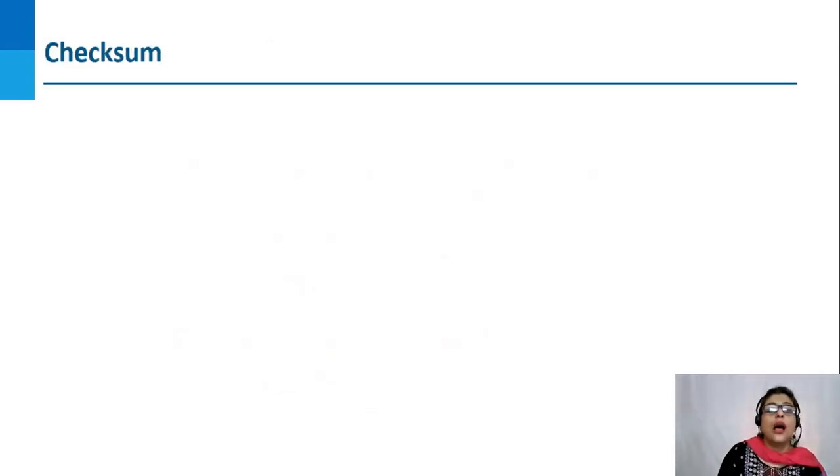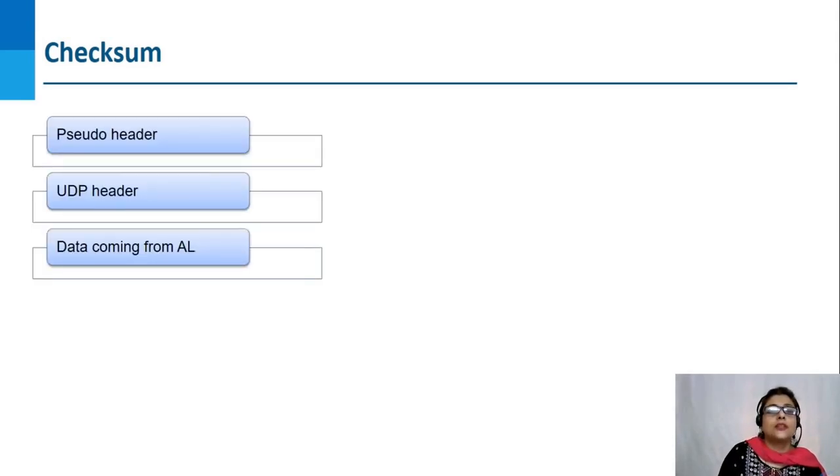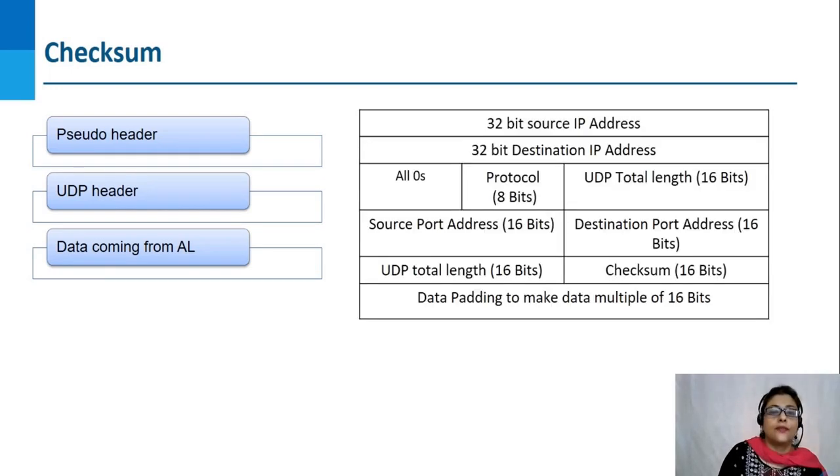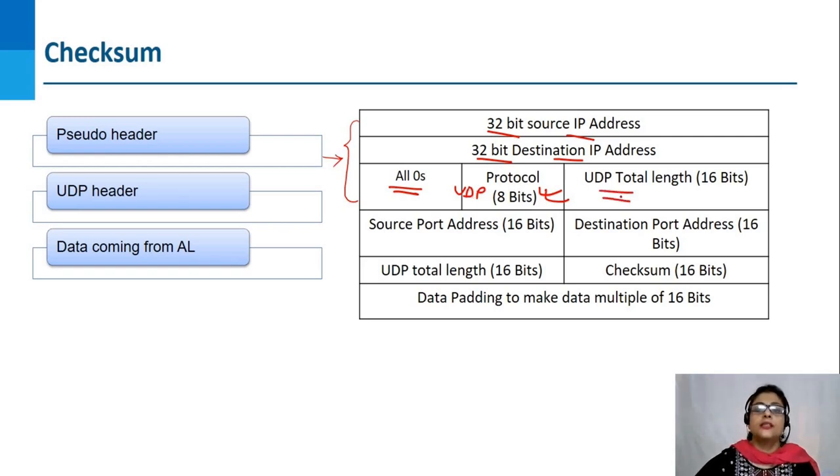Now, I will tell you how checksum operates at UDP. Checksum has a pseudo header, a UDP header, and data coming from the application layer. So this is the pseudo header. It consists of the 32-bit source IP address and 32-bit destination IP address. Now there is a field with all zeros. Then a protocol field of 8 bits is there to indicate that it is UDP. Then the UDP total length is given here, which is of 16 bits.